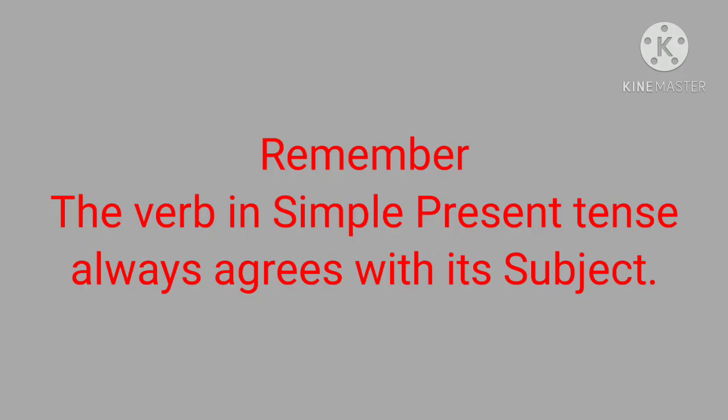So remember children, in the simple present, the verb that we find in the sentence always agrees with its subject. So whenever we pick out the verb, there are certain changes that we have to do in the verb in the simple present tense. So see these examples and try to understand how we need to agree the verb with the subject.